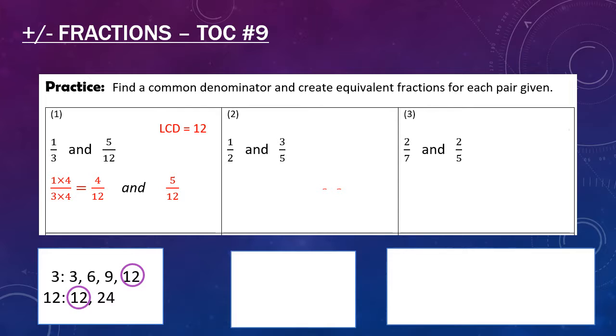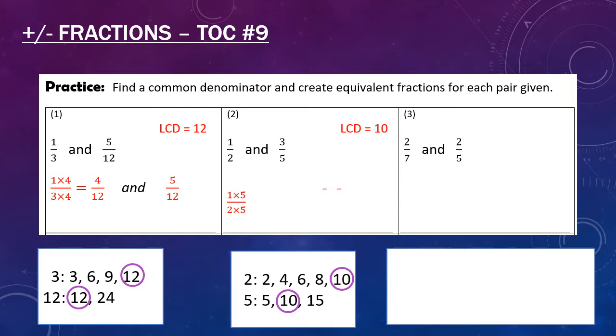For question number 2, I have 2 and 5. So list your multiples of 2: 2, 4, 6, 8, 10. List your multiples of 5: 5, 10, 15, 20. And then I say, okay, what do they have in common? The smallest number they have in common is 10. That becomes your least common denominator. So then how do I get 1/2 as a denominator of 10?